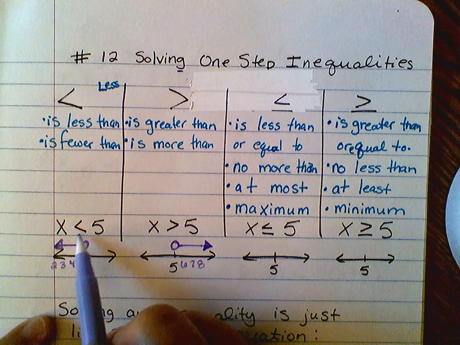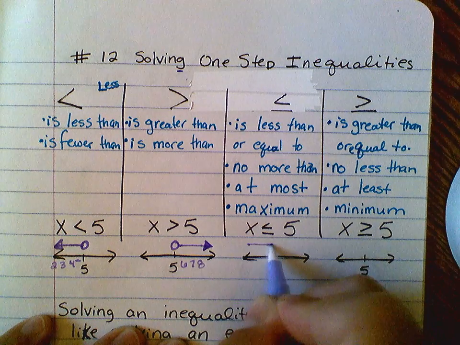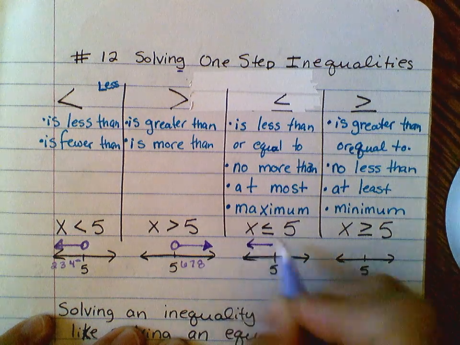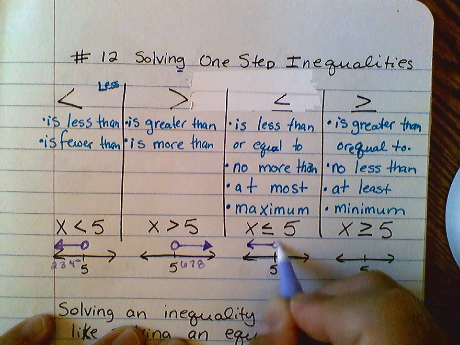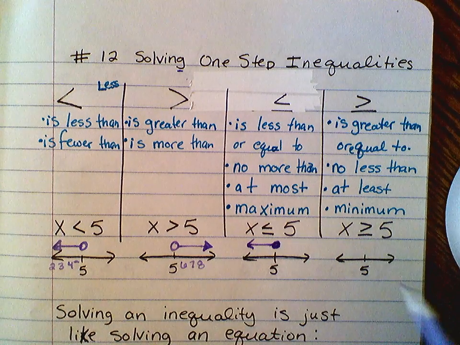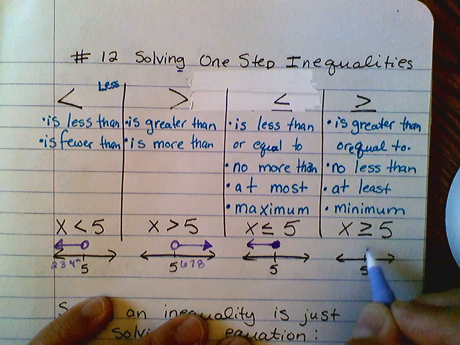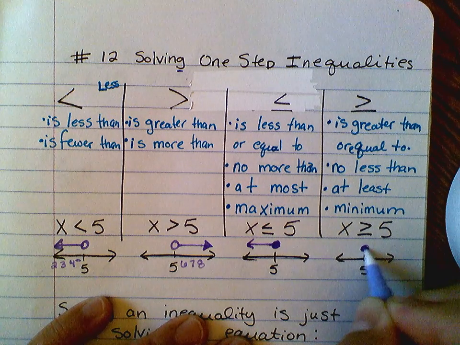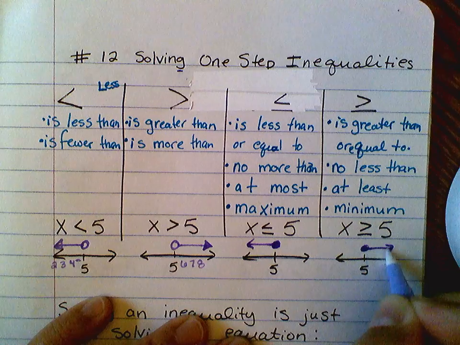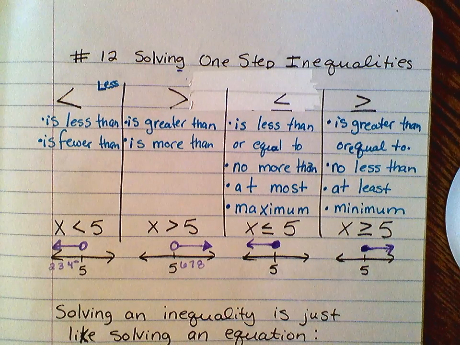Now the difference between strictly less than and less than or equal to, again, all the numbers less than are this way, but 5 is equal to 5. And since we have that little equal to part, we will now fill in that point to include the 5. And in this part, we're going to do the same. So all the numbers greater than 5 are to the right, and we will include 5 this time.